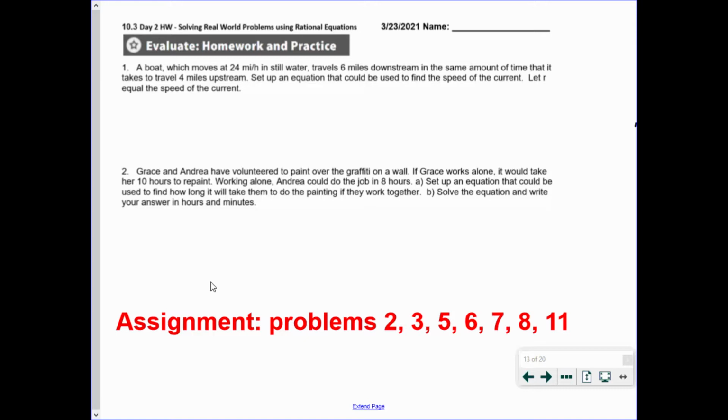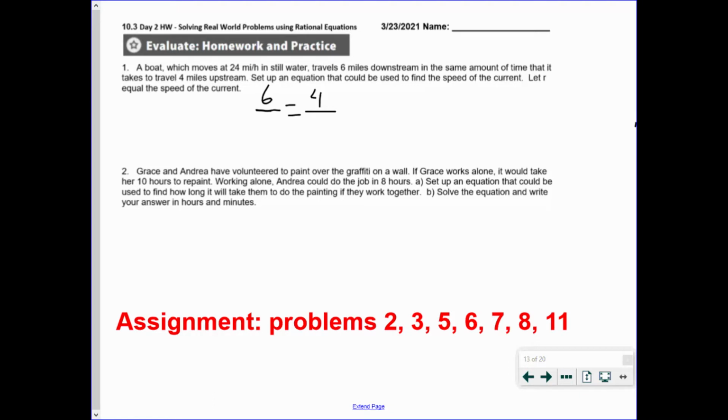Okay. So to figure that out, we're going to be using the distance over time formula, or distance over rate formula. We know the time it takes the boat to travel 6 miles downstream will equal the time it takes the boat to travel 4 miles upstream. Now we need to figure out the rate for each one: the rate going downstream, and the rate going upstream.